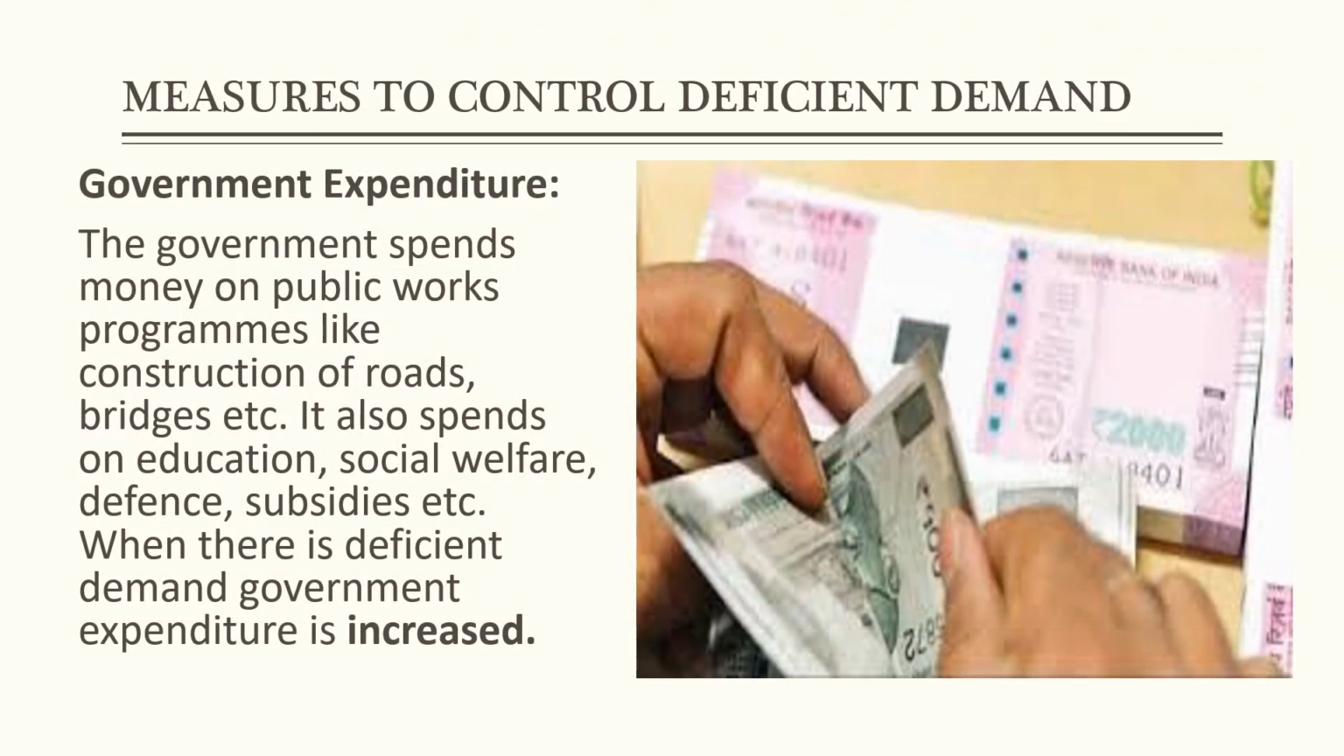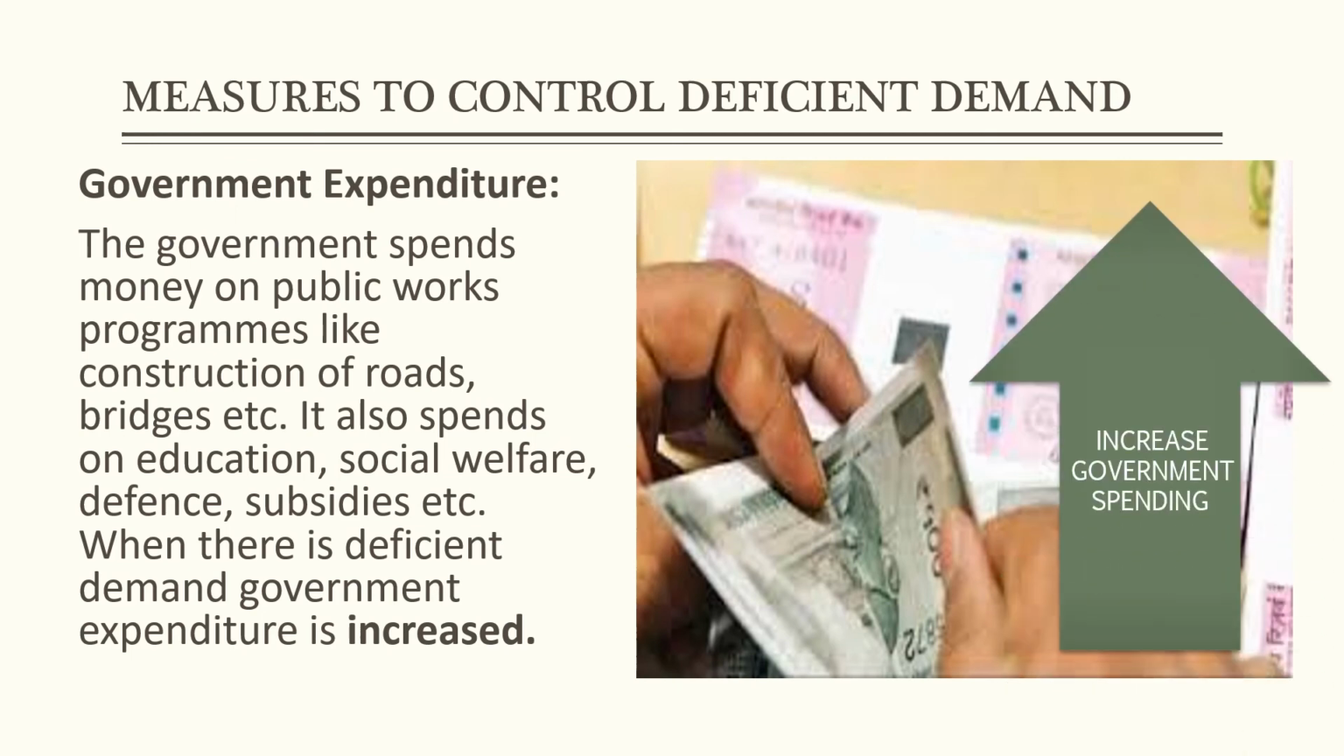How will the government use the tool of government expenditure when there is deficient demand, when aggregate demand is less than aggregate supply? We know that the government spends money on public work programs, infrastructure, education, social welfare, defense and subsidies. And when there is a situation of deficient demand and aggregate demand is less than aggregate supply, well, the government will have to come in and increase the government spending. So when there is deficient demand, government expenditure will have to be increased.